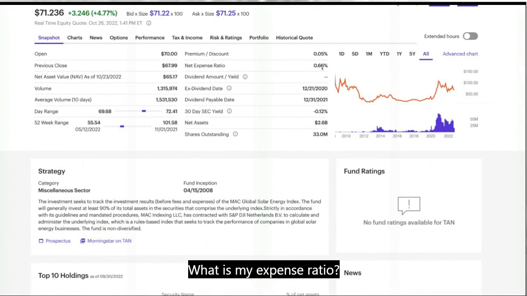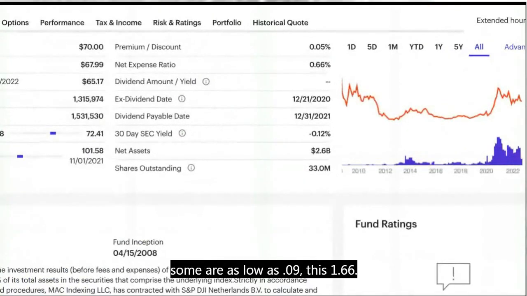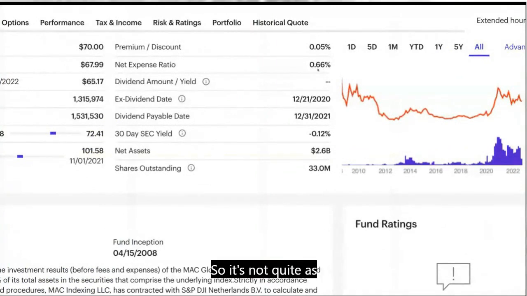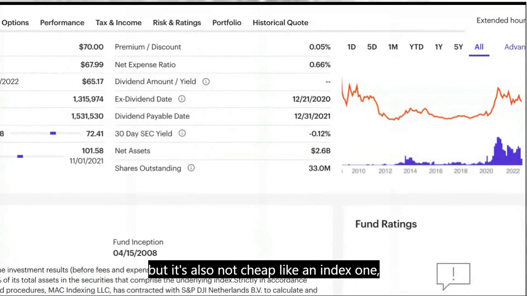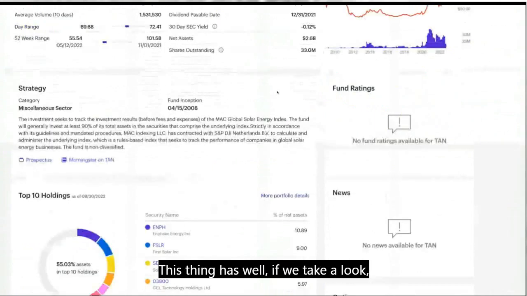What is my expense ratio? Well, remember I said some of them approach 1%. Some are as low as 0.09. This one's 0.66. So it's not quite as expensive as mutual funds, but it's also not cheap like an index one, right? Let's drop down here and see what kind of holdings this thing has.